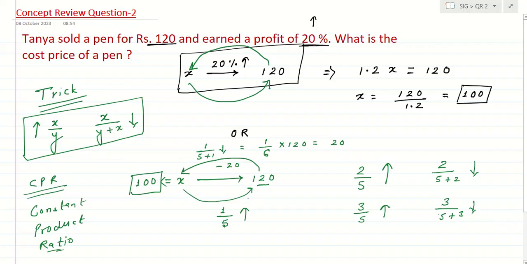So in this question, while increasing, x is the original value. While decreasing, 120 is the original value. So that's why I wrote it here. I told you increment and decrement should always be calculated of the original value. So 1 by 6 decrement, because increment is given 1 by 5. Decrement must be 1 by 6 of what? Of the original value 120. So 20 rupees decrement. Subtract 20 rupees out of 120, and I'll get my answer back, that is 100 rupees. Right? I hope that makes it very simple and you understand this concept well.